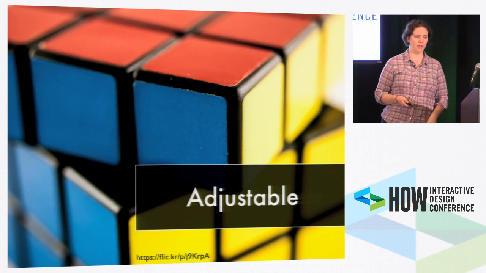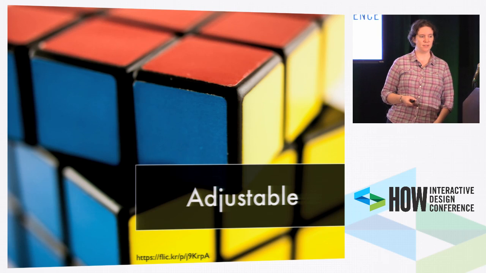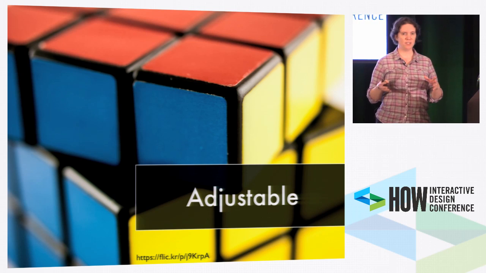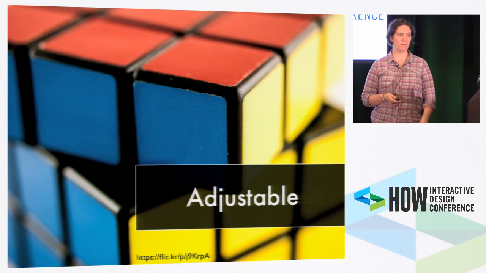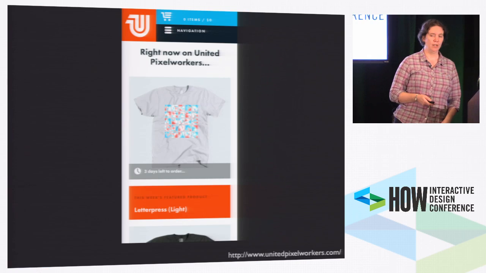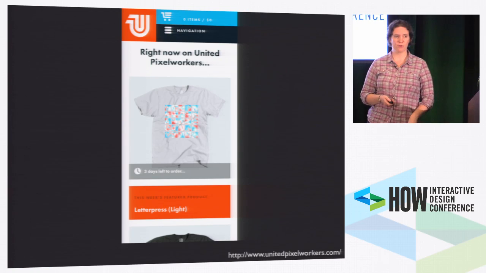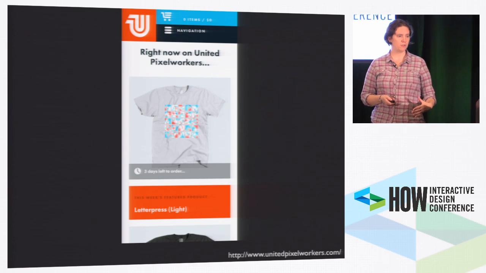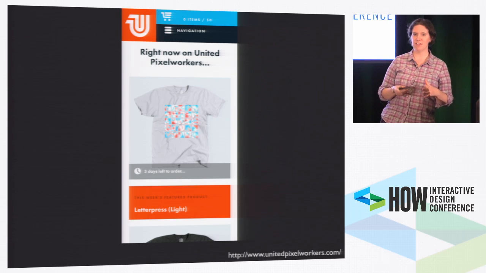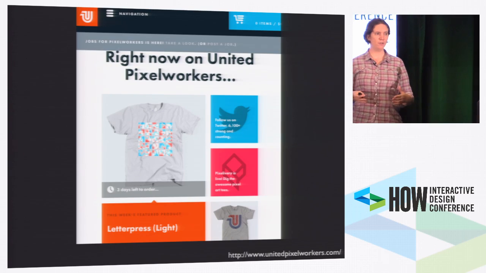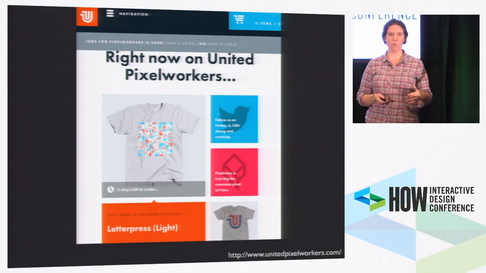The second quality of responsive websites is that they're adjustable. And that means what you see on the screen can change and move around depending on the size of the screen. For example, this site, the United Pixel Workers site, if you look on it on a small screen, you just have 1 column of text. But if you look at a wider screen, it changes to 2 columns as it gets wider.